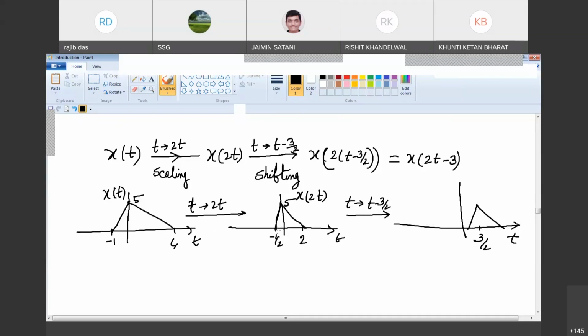So it is half unit distance. So 3 by 2 minus half, it will become 1. 2 plus 3 by 2 means 3.5. And this height is 5. This is your y of t, which is nothing but x of 2t minus 3.